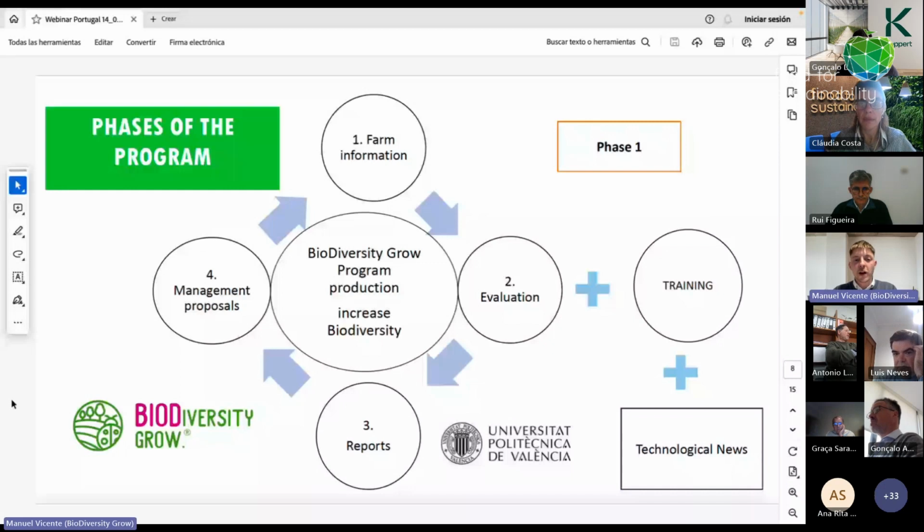So, what are the phases of the program? We have three different phases. In the first one, we make a visit to the field. We collect some farm information and evaluate the way they are working in the field. We make a report and some management proposals in order to set objectives with them and prepare strategies to change the way they are producing the different horticultural products.